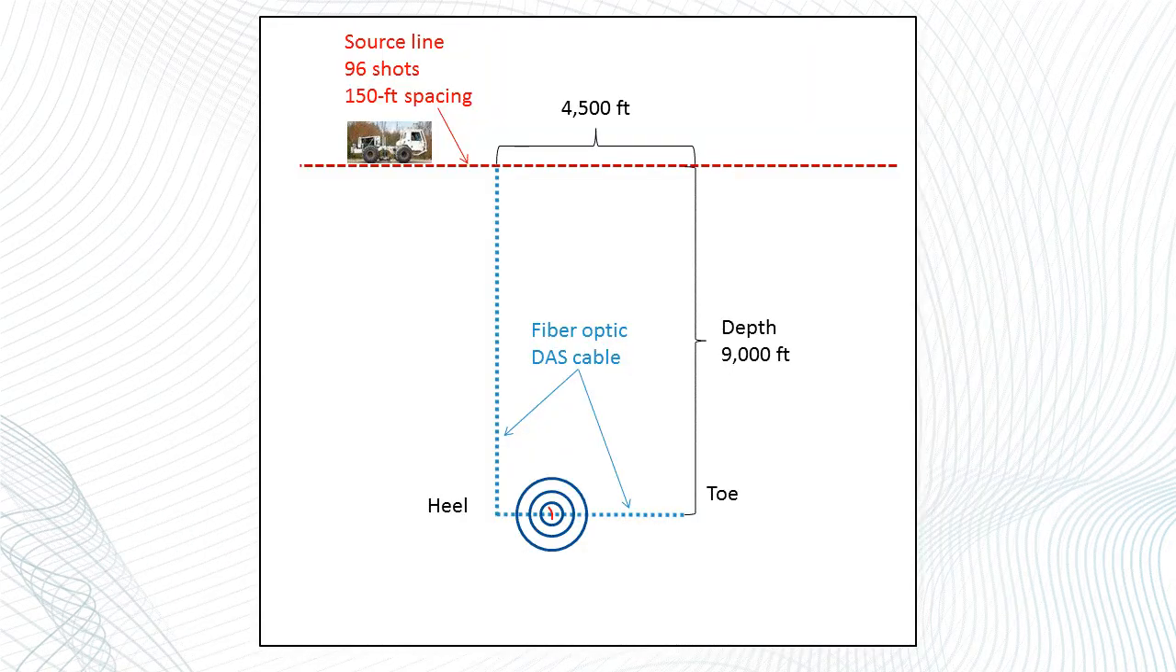Now we're going to show fracture images in a real time-lapse data set. So here's a sketch of the field setup. The well and the DAS cable are vertical to a depth of about 9,000 feet, and then the well turns horizontal for about 4,500 feet. We have 96 fiber-sized surface shots spaced at a nominal 150 feet, and the sources extend about 5,000 feet off either end of the horizontal part of the cable.